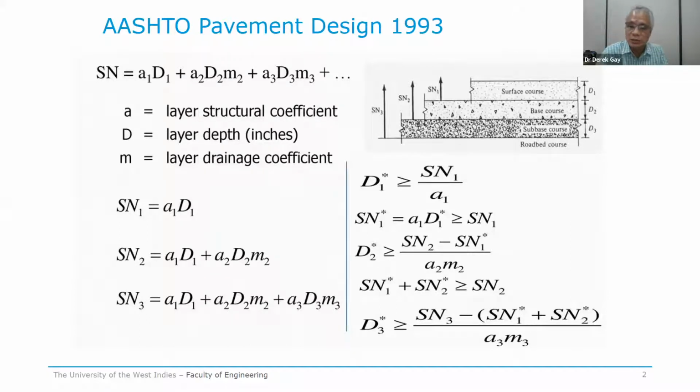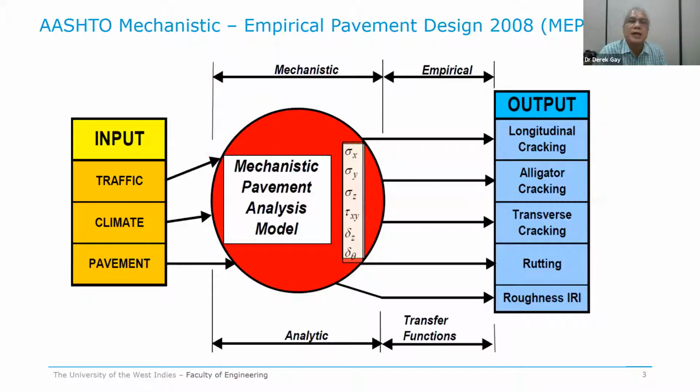In 2004, the initiative started to move to a mechanistic design. And that's the AASHTO Mechanistic Empirical Pavement Design. For short, they call it MEPDG.